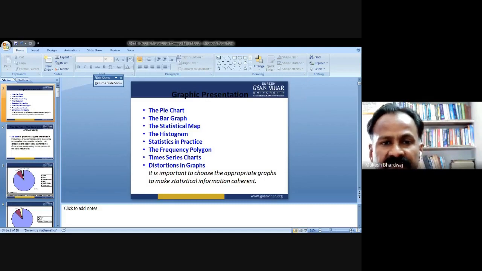Distortions in graphs. Graphs not only quickly inform us, they can quickly deceive us, because we are often more interested in general impression than in detailed analysis of the numbers. We are more vulnerable to being deceived by a distorted graph. What are graphical distortions? How can we recognize them?